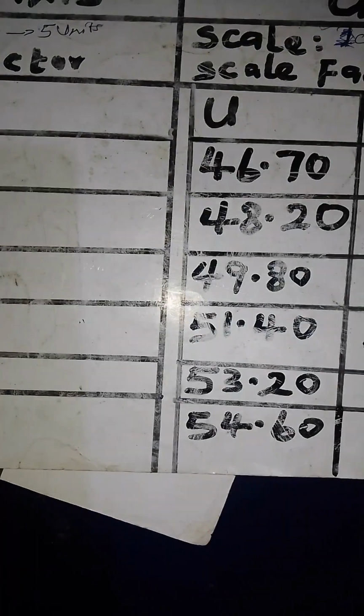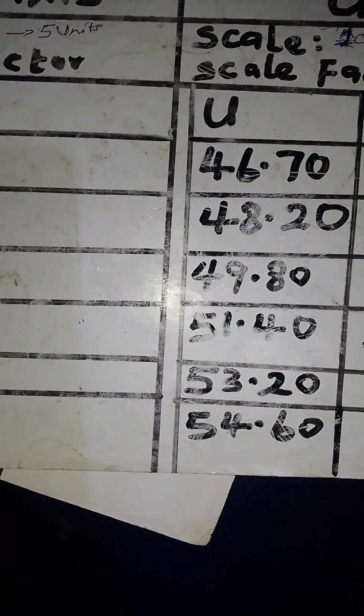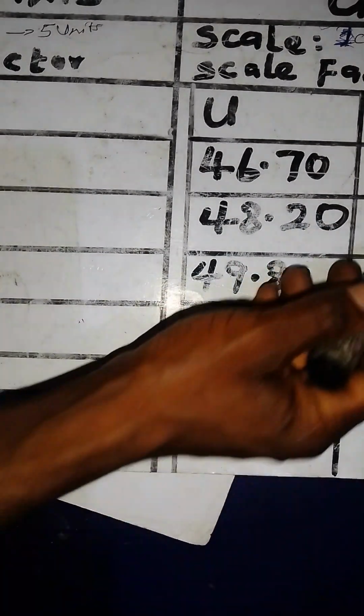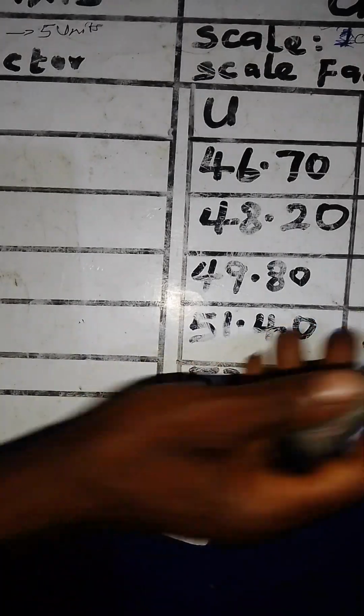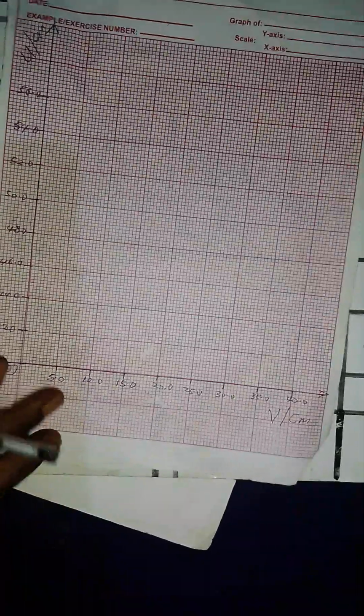Now, instead of plotting 10 against 46.7, we'll just plot 10 against 34, 15 against 41, 20 against 49, and that's how we are going to do it in this graph. Let's quickly do that to save our time. Remember, time is precious, especially in physics practicals. We don't joke with time.